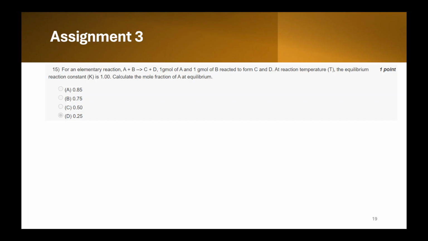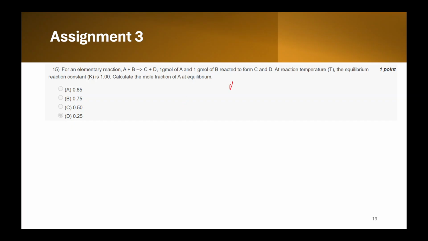Next, it pertained again to assignment 3. For an elementary reaction A plus B giving C plus D, 1 gram mole of A and 1 gram mole of B reacted to form C and D. At reaction temperature T, the equilibrium reaction constant K is 1. Calculate the mole fraction of A at equilibrium.